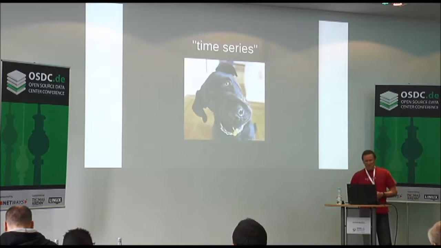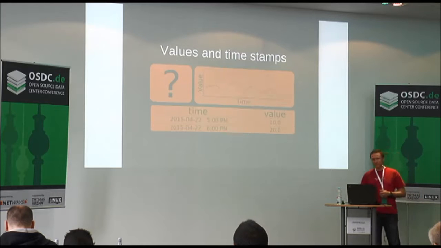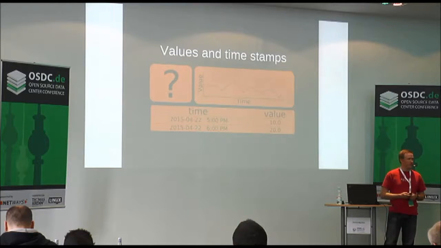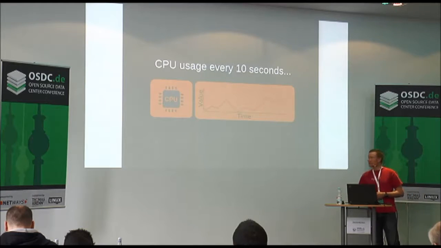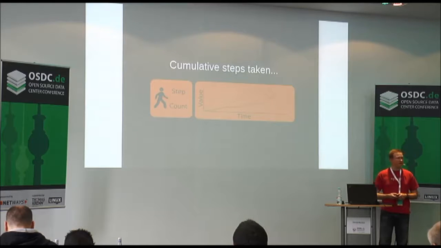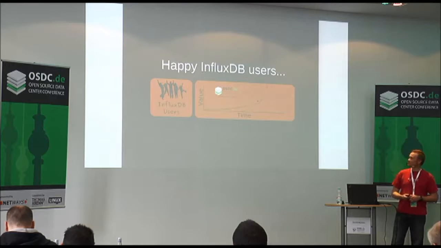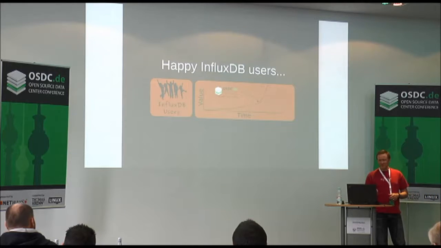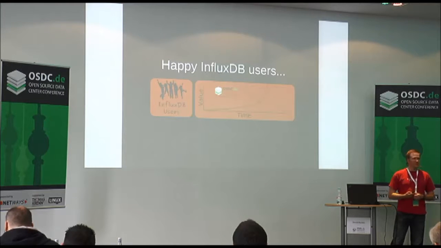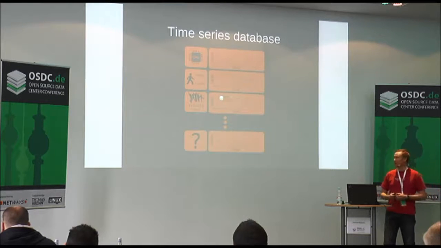But it's pretty simple. It's just values with timestamps. It's just date and time and the values that go along with them, the values we're collecting. So that could be anything from CPU usage taken every few seconds or at whatever regular interval, to cumulative steps taken from a fitness tracking device. Those are all individual time series. And if you collect a bunch of those things together and put them in a database, you've got a time series database.